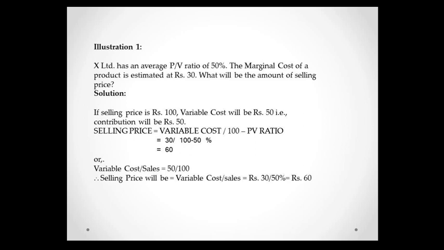And we know that there is a formula: the selling price is equal to variable cost divided by 100 minus PV ratio. Here the marginal cost is given as 30, that is the variable cost. So 30 divided by 100 minus 50%, we are getting the answer as 60. That is, the selling price is 60.